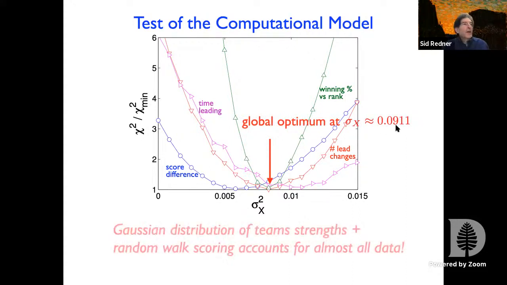So the conclusion from all of this is that if we start with a Gaussian distribution of team strengths with a width given by the sigma, which is 10%, it means that the strongest team is about 10% stronger than the average team, and the weakest team is roughly 10% weaker than the average team. So if we have this distribution of strengths plus random walk scoring, it accounts for basically any statistical feature of basketball that we could possibly imagine looking at.